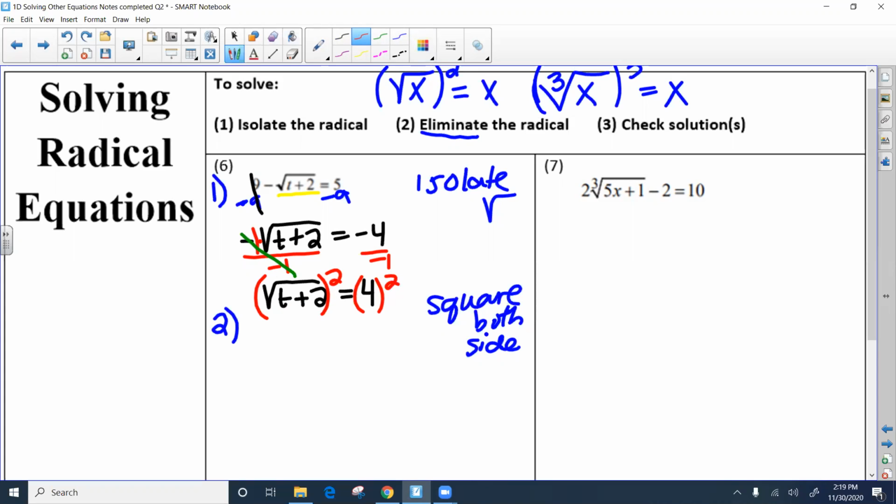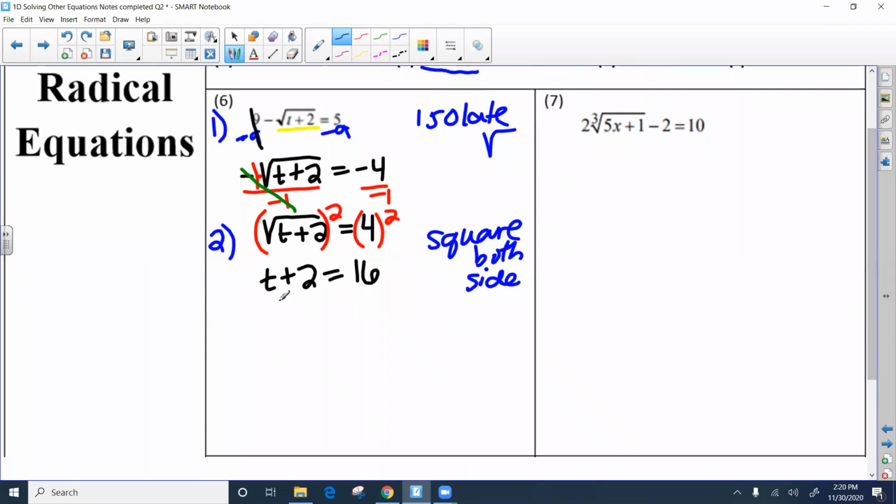On the left side, the square root and square get rid of each other, and we're just left with t plus 2. On the right side, 4 squared, I actually need to evaluate that. 4 squared is 16. Okay, so I have t plus 2 equals 16. Now that I got rid of the squared part, I just have to solve for t. This just happens to be a linear equation.